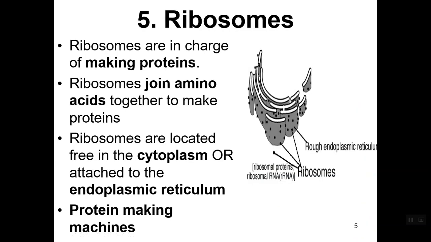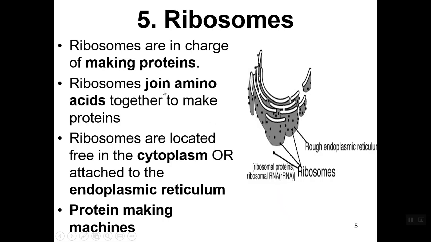Ribosomes make proteins, and all cells have ribosomes. Animal, plant, fungus, protista, and all the bacterial kingdoms have ribosomes. Everything needs to make proteins, right? These do not have a membrane. There is no membrane around a ribosome. So this is an exception to your organelles having membranes. This is the one that does not.